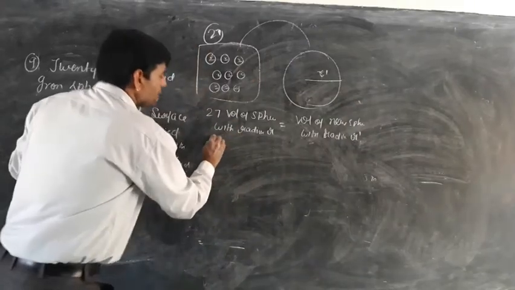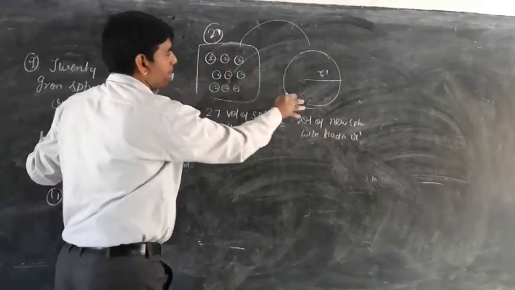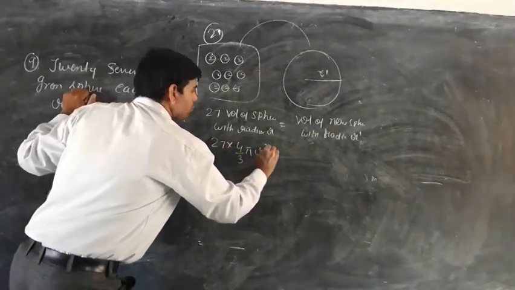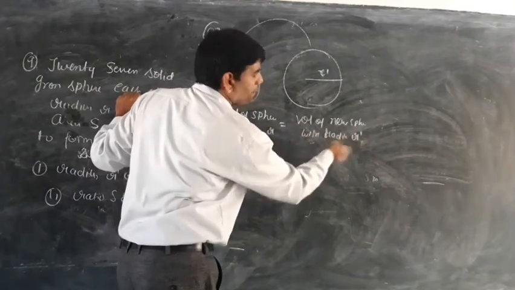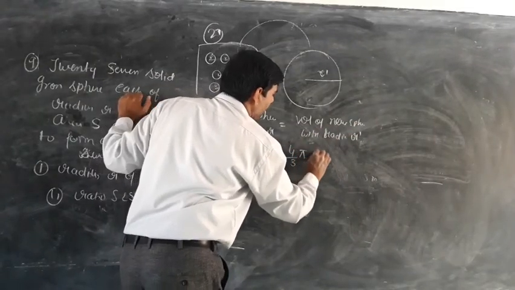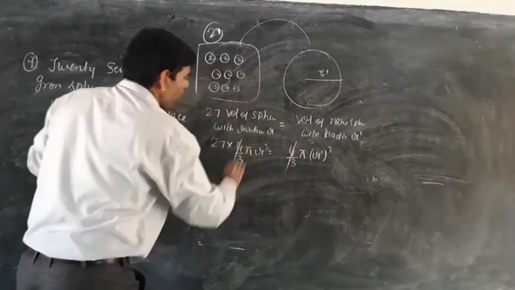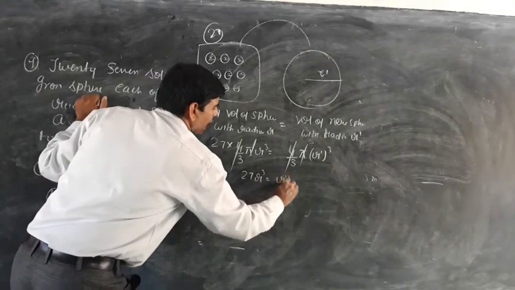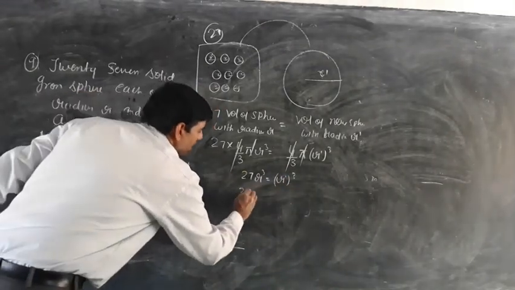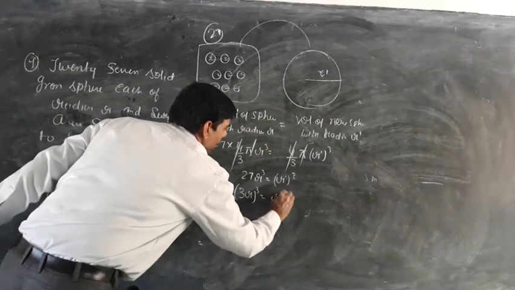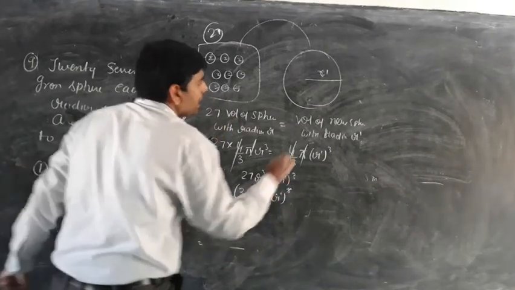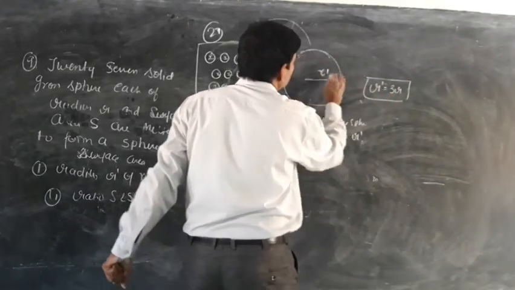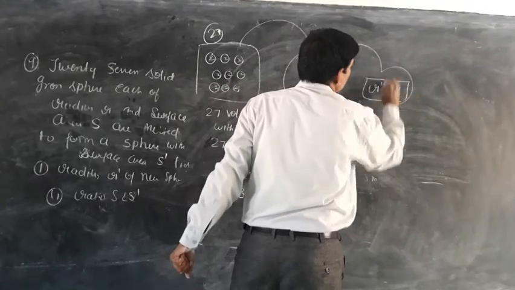The formula for the volume of both is the spherical formula, 4 by 3 pi r cube. So 27 times 4 by 3 pi r cube is equal to the volume of the new sphere, 4 by 3 pi r dash power 3. Cancel 4 by 3 pi on both sides. 27 r cube is equal to r dash cube. 27 means 3 cube, so 3 r cube is equal to r dash cube. Power cancels power, so r dash is equal to 3r. The radius of the new sphere, r dash, will be 3r.